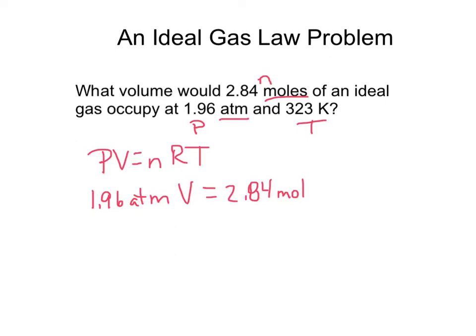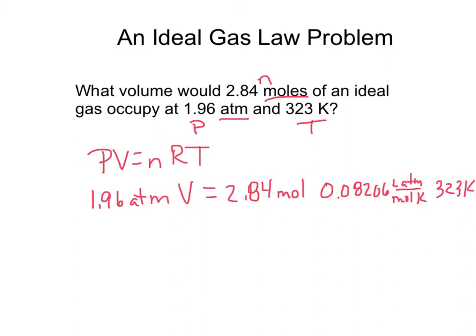My R, this is where I have to pick my R value, and I'm going to pick the one that has atmospheres with it. If I look back at my notes and find which one has atmospheres in it, it is 0.08206 liter atmospheres per mole Kelvin. Yes, you have to write it out, and there's a reason why. And then my temperature, T, is 323 K.